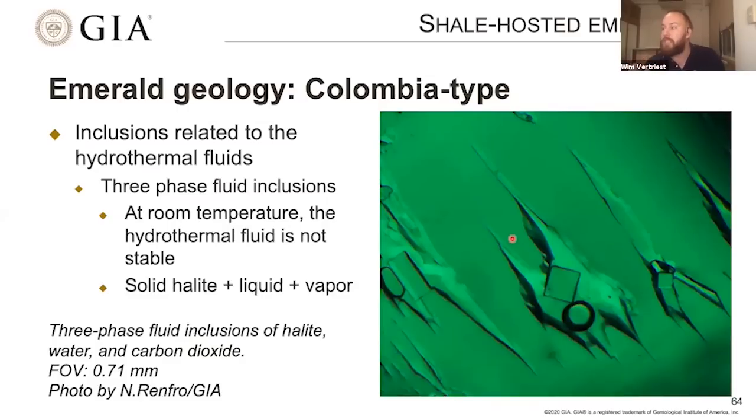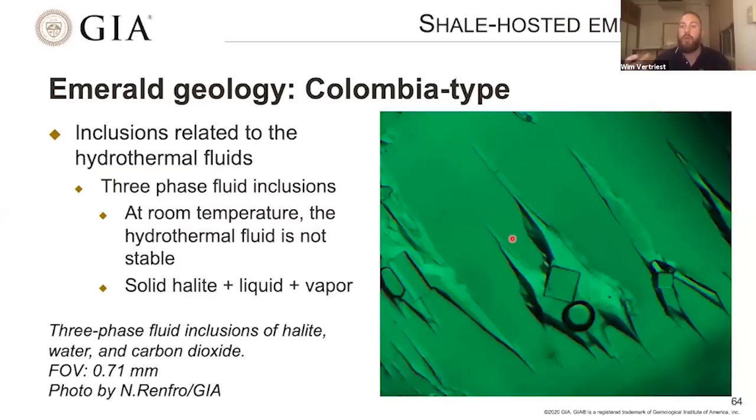Now, of course, when we see that there is a lot of these fluids involved, very complex fluids, hydrothermal fluids, we also see that in the inclusion scenes. Colombian emeralds typically have these very irregular, jagged, three-phase fluid inclusions. And that is actually that hydrothermal fluid that was trapped when the emerald grew. So the emerald didn't grow at room temperature conditions. It grows at a higher temperature, it grows at a higher pressure, but right now they are at room temperature. So at room temperature, that hydrothermal fluid is not stable.